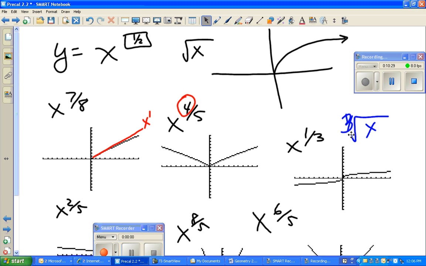I would actually try to graph several of these on your calculator. You may even want to pause this recording and try that. And try some of these others, x to the 2/5 power, x to the 8/5 power, x to the 6/5 power. See what you get on your graphing calculator before you go on.